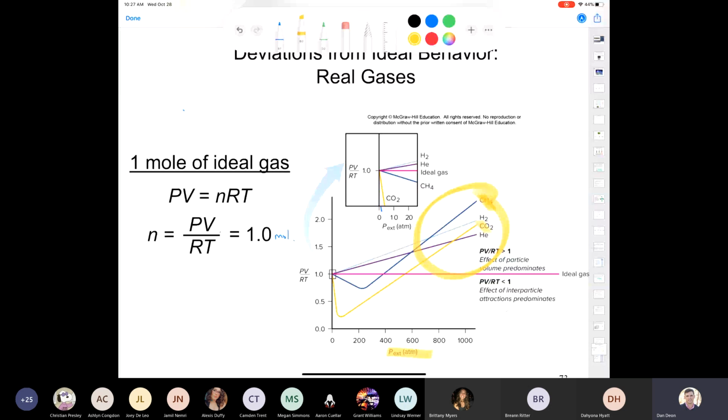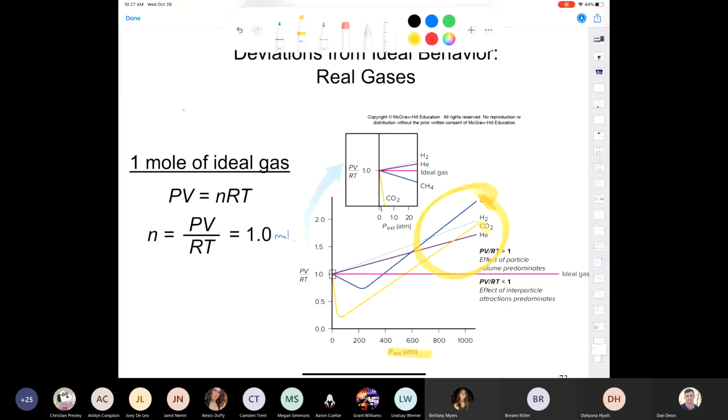So as you start increasing and increasing the pressure, all of a sudden the volume of the gases starts to count, doesn't it? It's going to start to be important, and you're going to have to take that into account. And so what does that mean? That means the volume is going to be bigger than you would assume based off of the ideal gas law. And the numerator is going to increase, and therefore your n is going to be greater than 1.